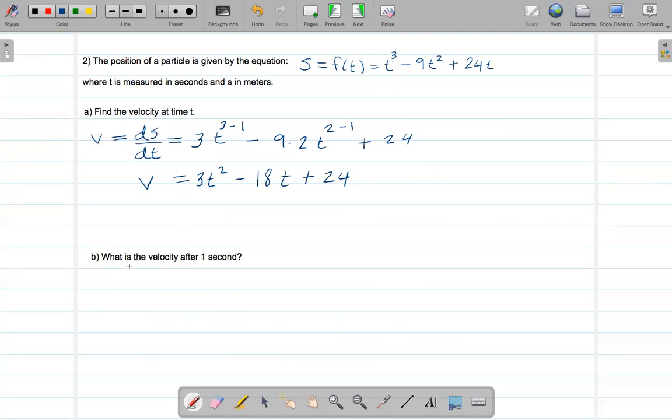Okay, and then now we need to find the velocity after 1 second. Since we already found the velocity function, just take this value 1 here. This is similar to the first example I did. You just plug in this value and you get the velocity at this second. Now, it's 3 times 1 squared minus 18 times 1 plus 24, and after the calculation you'll get 9. Since you're finding the velocity, it's 9 meters per second.